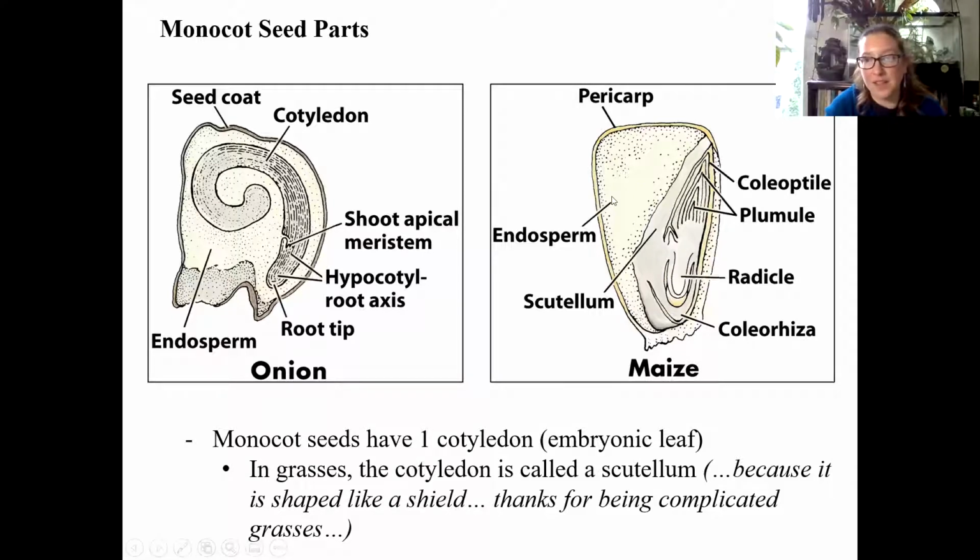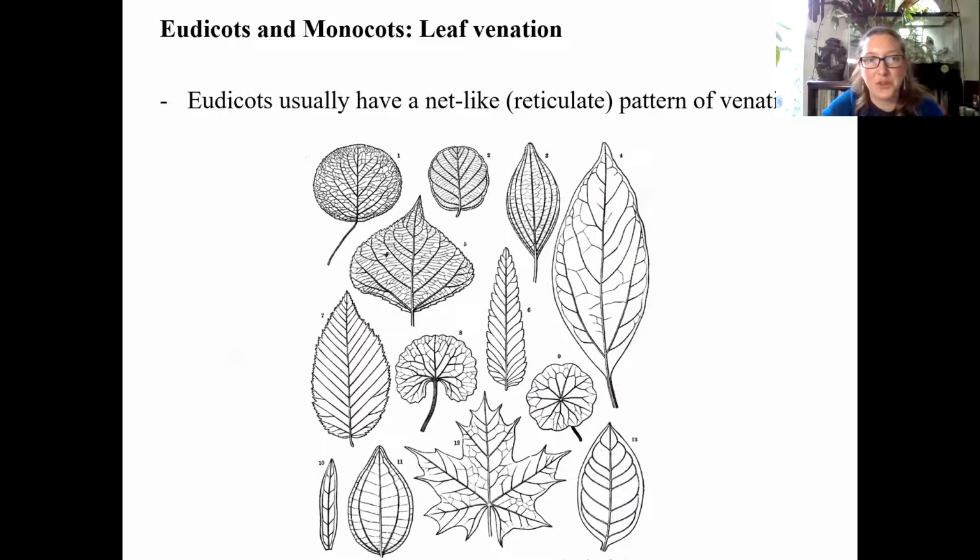Right there, I said at the bottom, in grasses, the cotyledon is called scutellum, because it's shaped like a shield. Thanks for being complicated, grasses. That's why I'm saying don't even worry about this. Thanks, grasses, way to be complicated. But the point is 1 for the monocot. You don't need to know scutellum. I'm just showing you where it is.